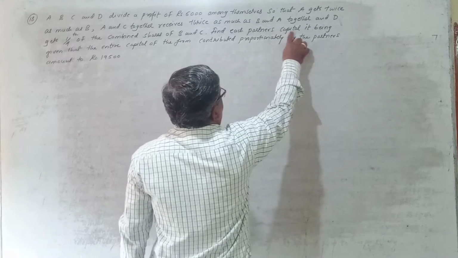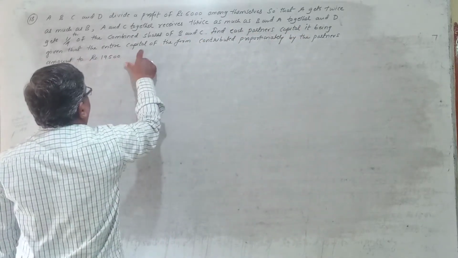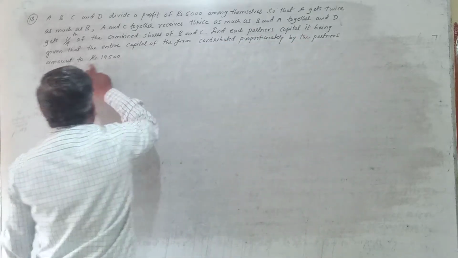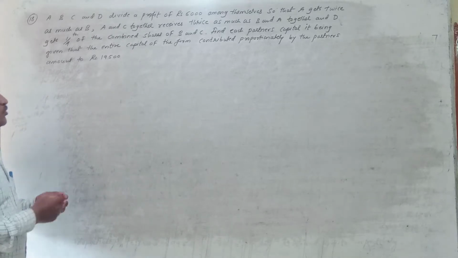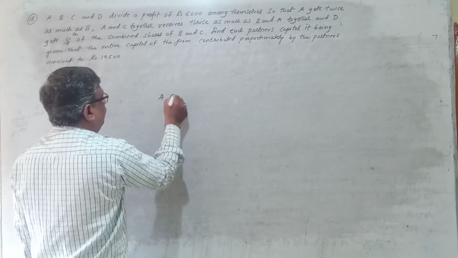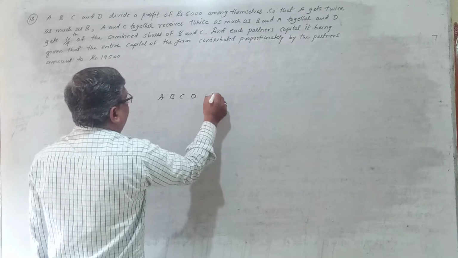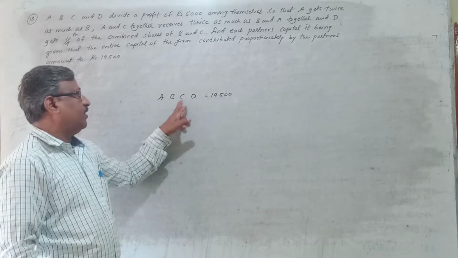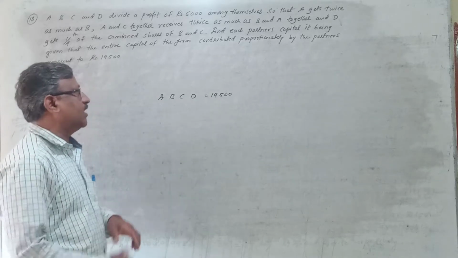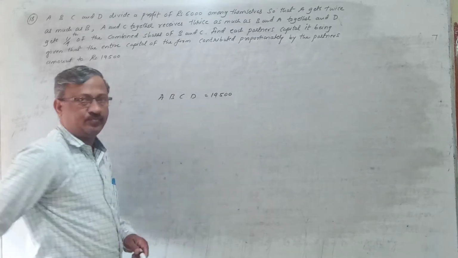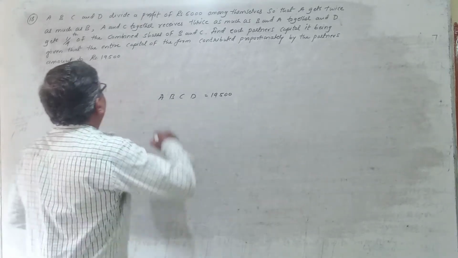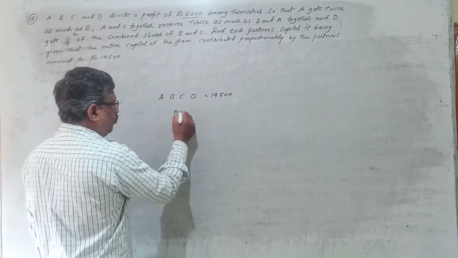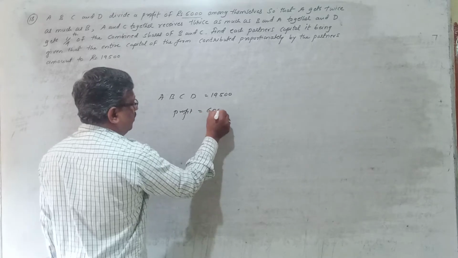Find each partner's capital, given that the entire capital of the firm contributed proportionately by the partners amounts to rupees 19,500. So the total capital of A, B, C and D is rupees how much? 19,500. This is the combined capital of A, B, C and D. So out of this total capital, they are asking what is the capital of A, B, C and D. Clear? So here they have given the profit. The profit of the company is how much? 6,000. Total profit is rupees 6,000.